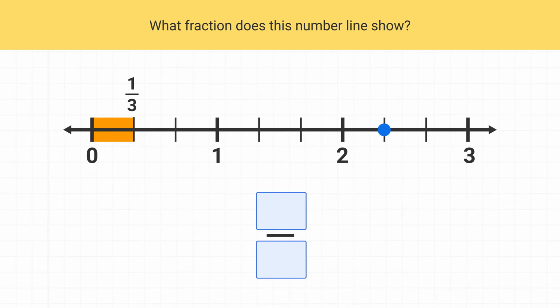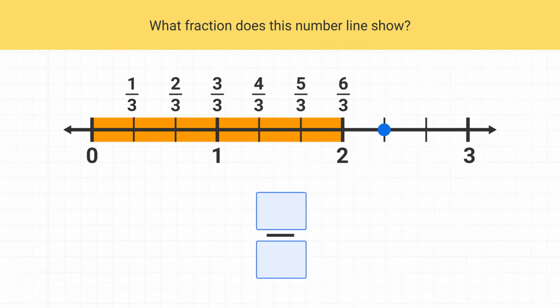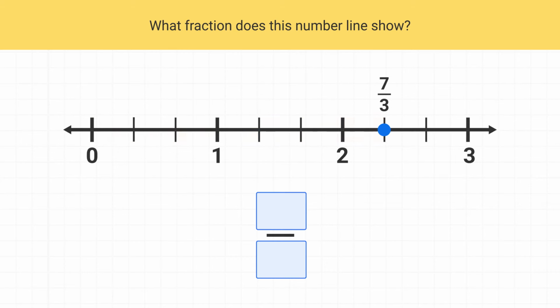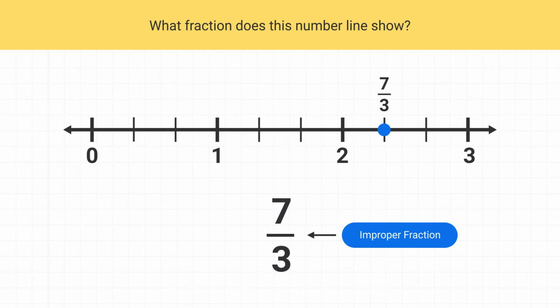If each dash is 1/3, what fraction are we at on this number line? Well, we could just count that we're at 1/3, 2/3, 3/3, 4/3, 5/3, 6/3, and 7/3. So one of the ways we could label this fraction is 7/3. What's this called? 7/3 is an improper fraction.